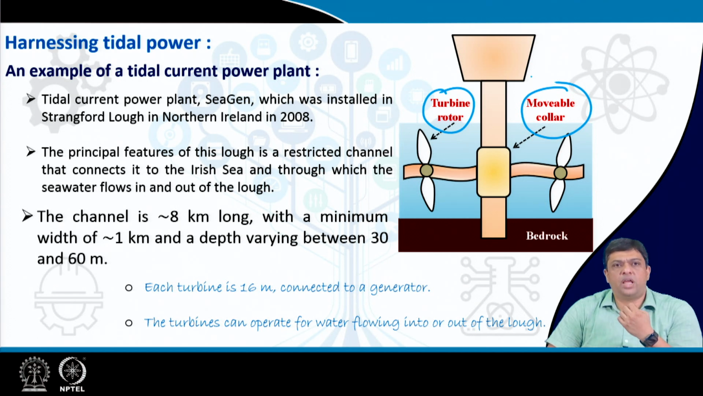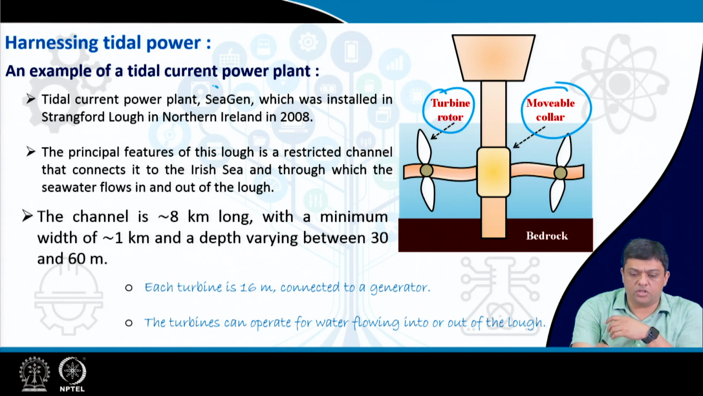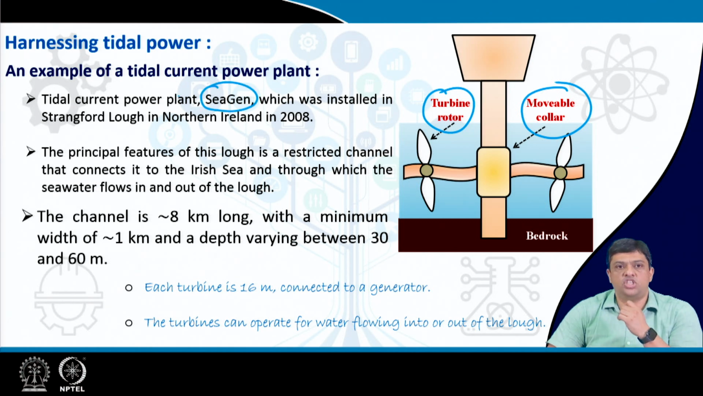Here, take an example like the one installed in Northern Ireland, which is called CGen. Each turbine is approximately 16 meters and is connected to a generator, and they can operate for water flowing into or out of the area, very similar to the Wells turbine. So, you see that tidal power also has tremendous application and can become a promising technology for the future.